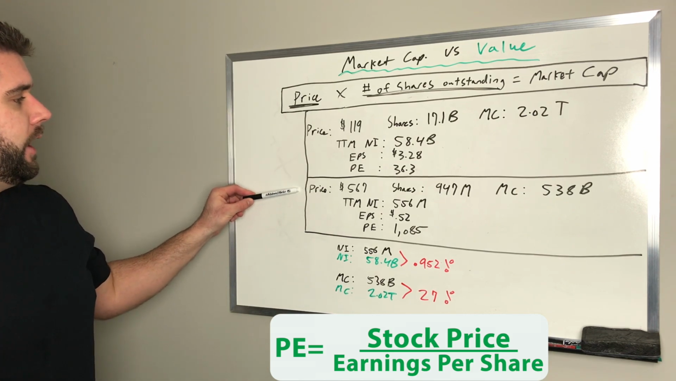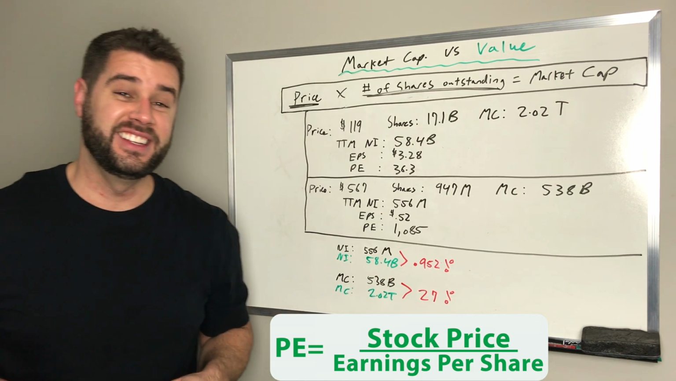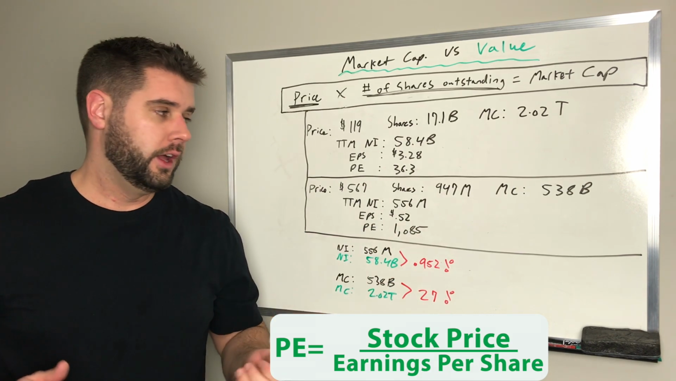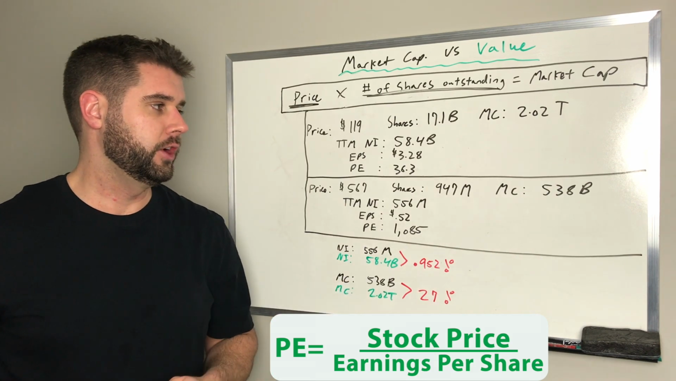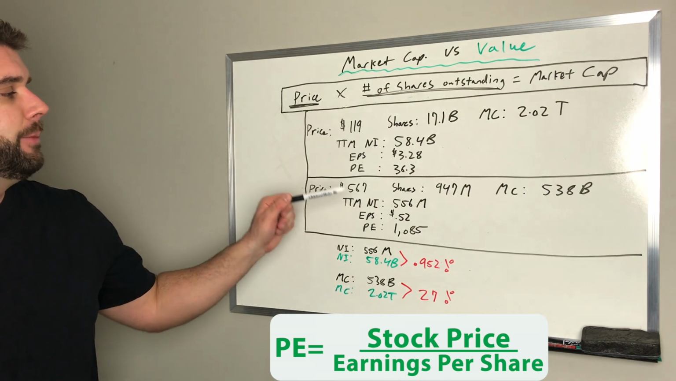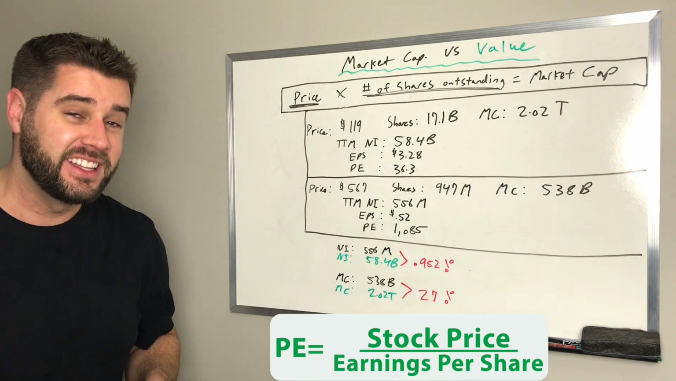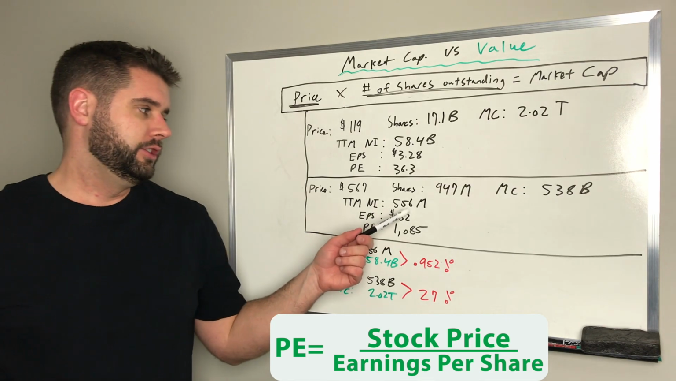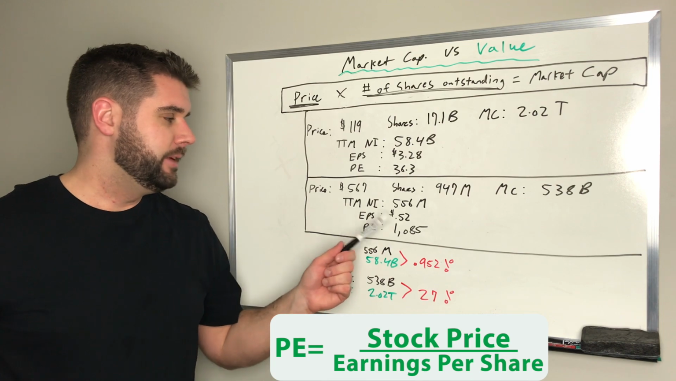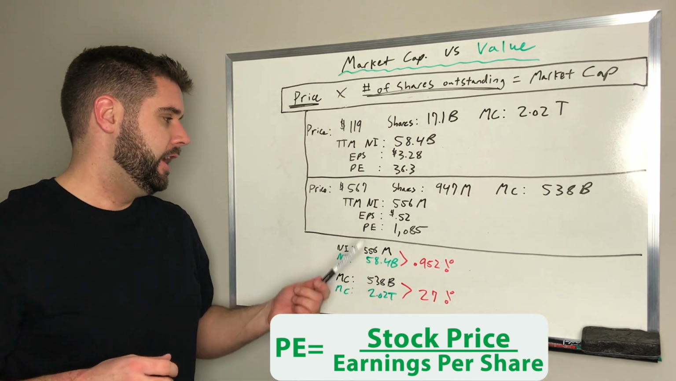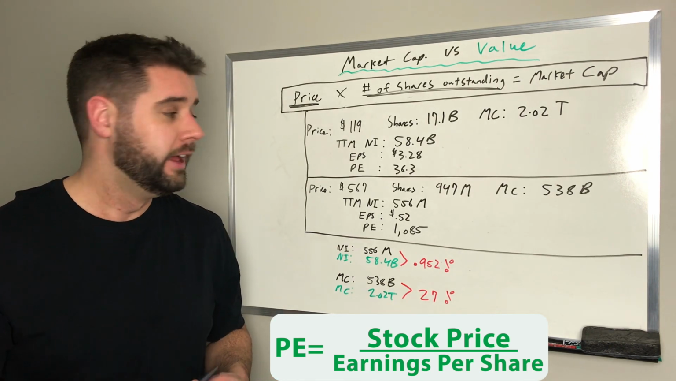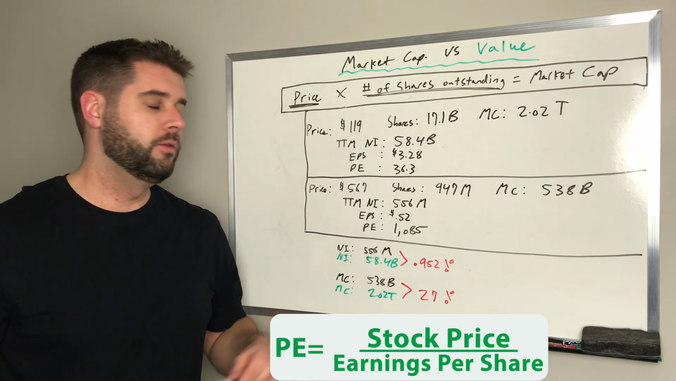So next one we have here is price of $567. The shares outstanding are 947 million, a lot less, and their market cap is $538 billion. Their trailing 12 months net income is $556 million. So it's just over $500 million versus $58.4 billion. Huge difference. Their EPS is 52 cents per share, and their PE is 1,085. So for every $1 of earnings, you're paying over $1,000 for that.